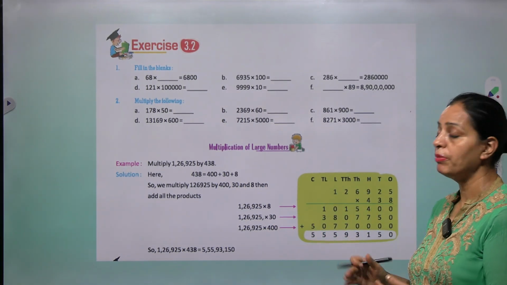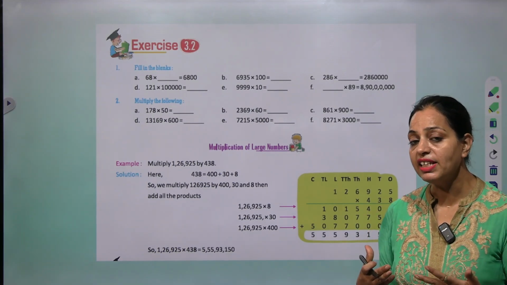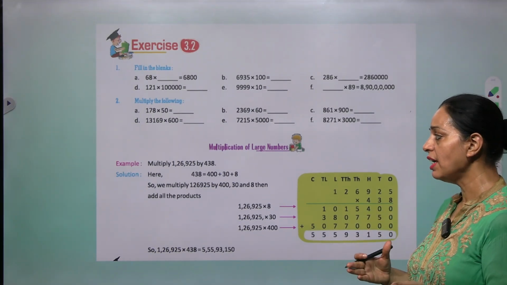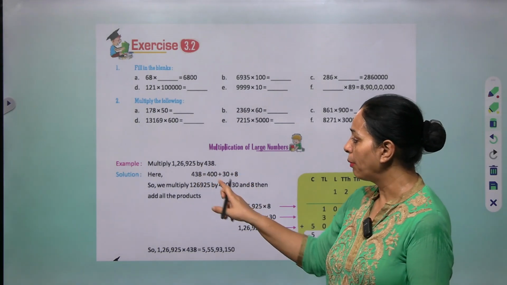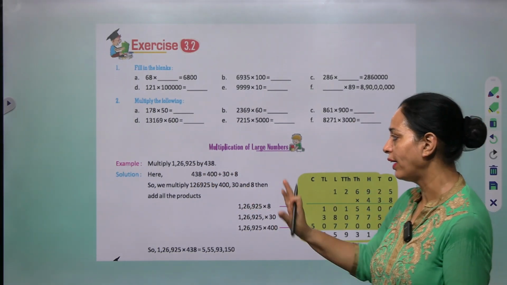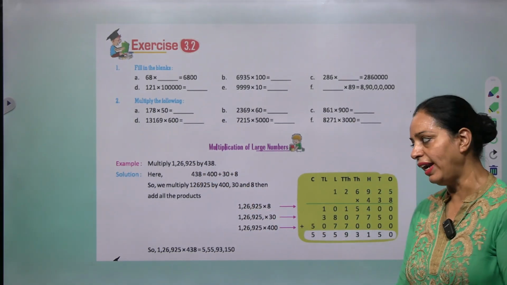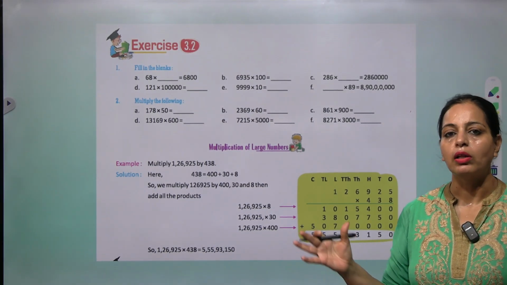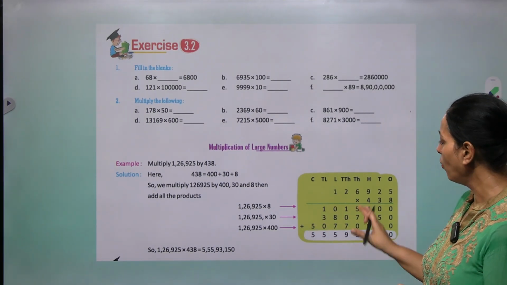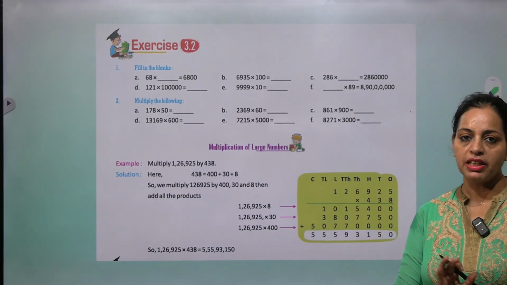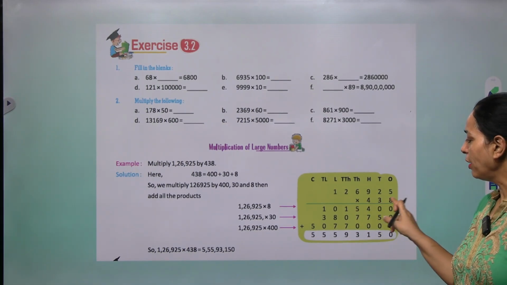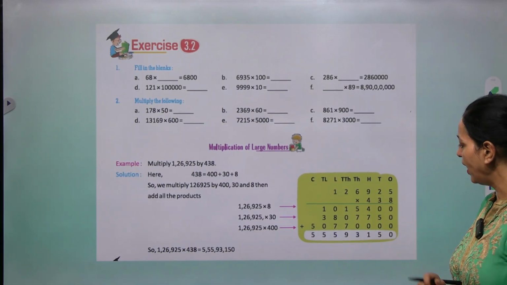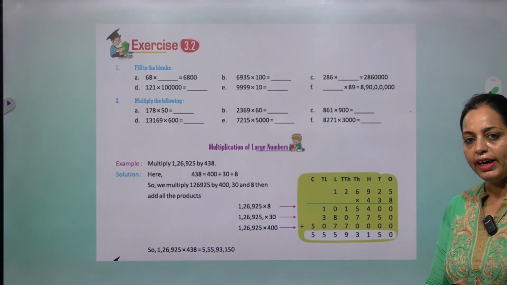438 means 400 plus 30 plus 8. So we multiply the given number by 400, by 30 and by 8 and then add all the products. So see how. First we will write the numbers according to column. So we have written it and then write multiplier 438. Now first multiply by 8.